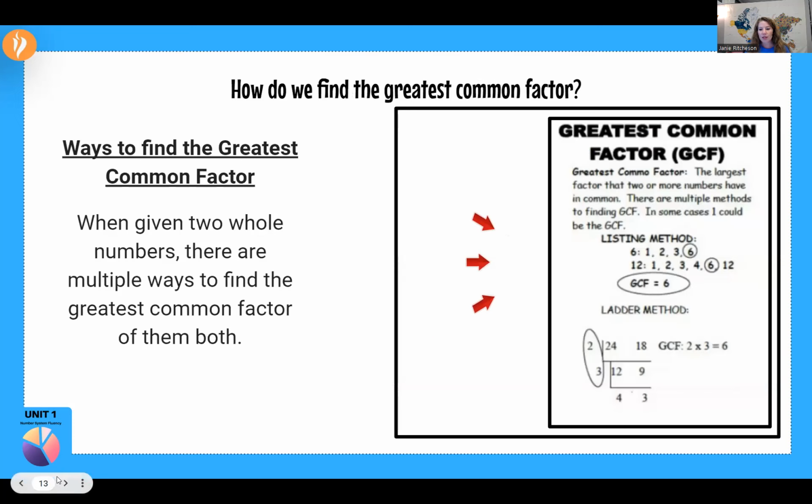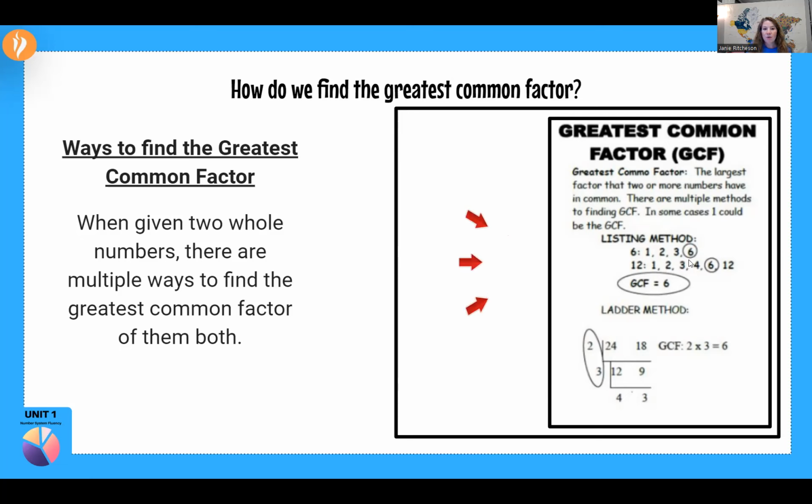So when you're given 2 numbers, a lot of times you're asked to find those 2 numbers' greatest common factor. So for example, we have listed out 6 and 12. So finding the greatest common factor, the biggest factor they both have in common, you can list out the digits this way, like we've just been doing. There's all the factors of 6. The second row is all the factors of 12. And you find the largest digit that they both have in common.